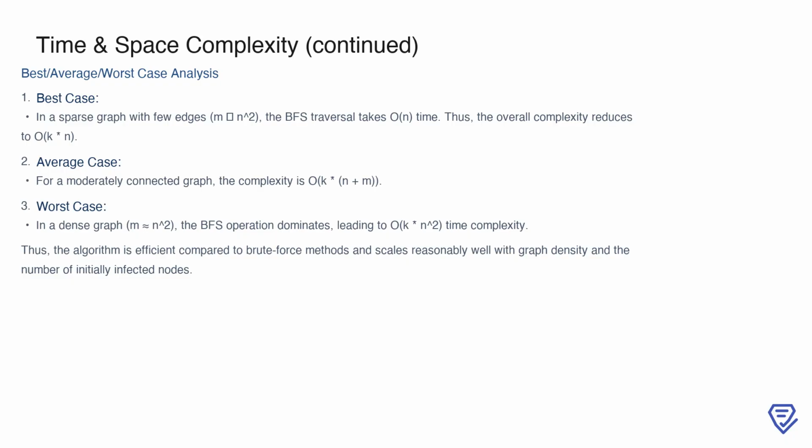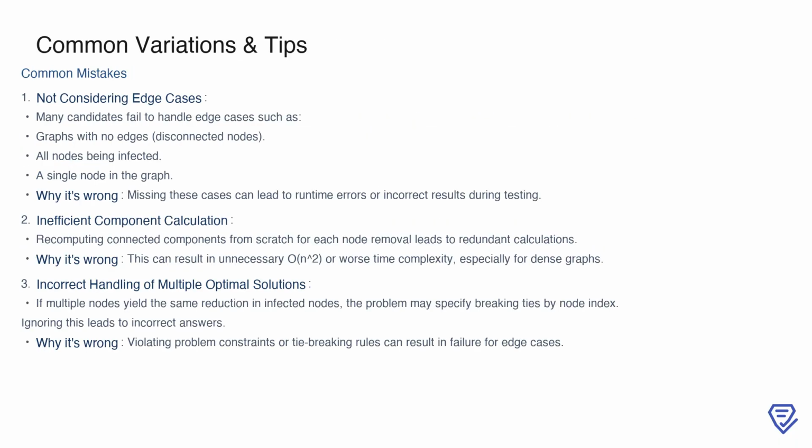Overall, the algorithm achieves a practical balance between time and space efficiency, even in challenging scenarios. When solving this problem, there are several common mistakes that candidates often make. First, not considering edge cases can lead to runtime errors or incorrect results. For instance, you might encounter graphs with no edges, graphs where all nodes are infected, or even a graph with just a single node. Ignoring these scenarios can cause your solution to fail during testing.